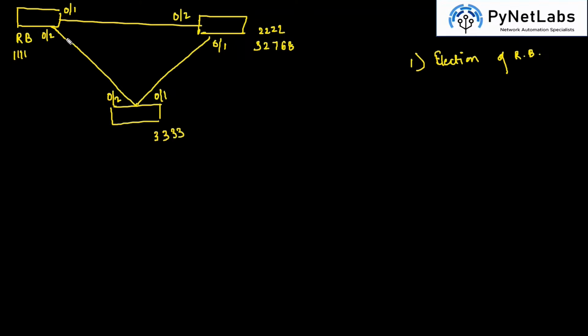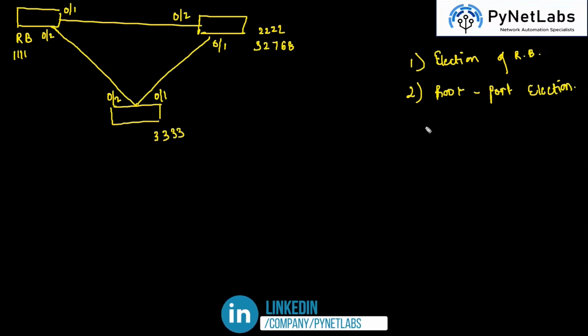Now in this case, we have these three switches with the same priority values, and the switch with the lowest MAC, which was switch 1, is elected as root bridge, and both of the interfaces of switch 1, which are FA0/1 and FA0/2, will always be on and will remain up. Now this goes to the next step, which is root port election. Now we are going to elect the root port.